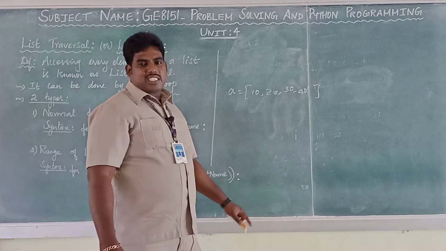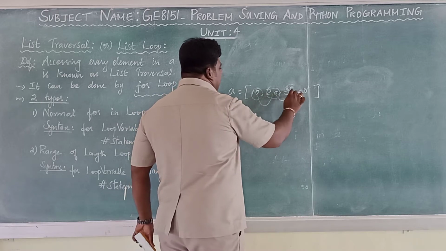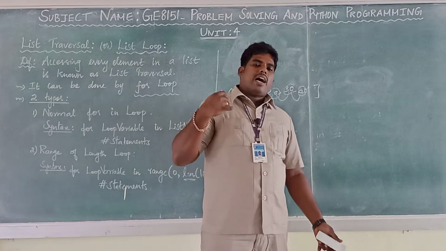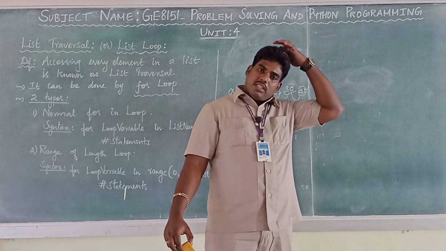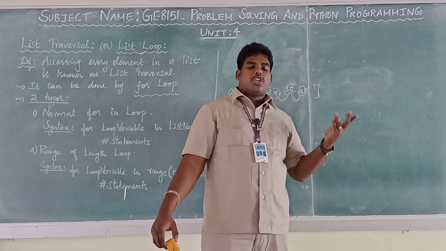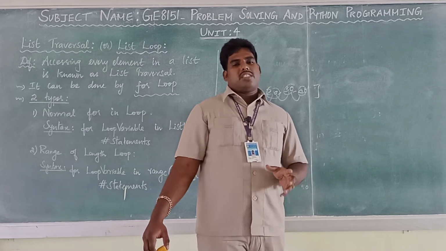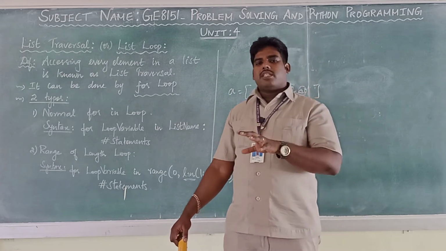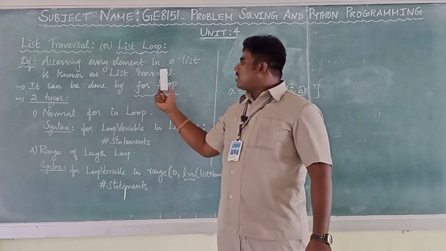So if any collection is there and you access each and every element in the list, then we say it is a traversal. Accessing the elements in a sequence data type, such as a list, string, or tuple, is a traversal. The other name for list traversal is list as loop. I am going to explain this. Accessing every element in a list is known as list traversal.